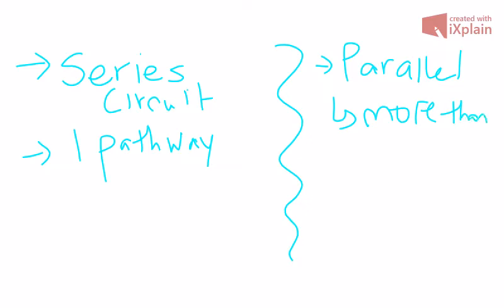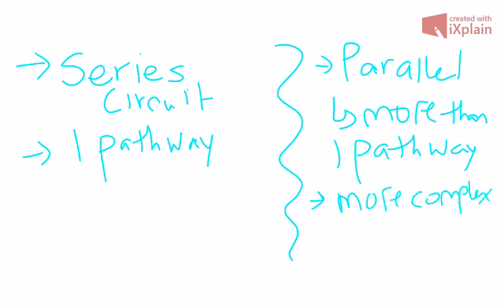And what does having more than one pathway mean about the way the circuit is going to work? Well, a parallel circuit is much more complex. It is the way our homes are wired, our apartments, schools, businesses, factories. Anything that requires a lot of devices to be running is wired in a parallel circuit. A series circuit is a simple circuit. The best example I can give is a string of Christmas lights. You have one string with a bunch of lights on it. That would be considered a series circuit, okay?